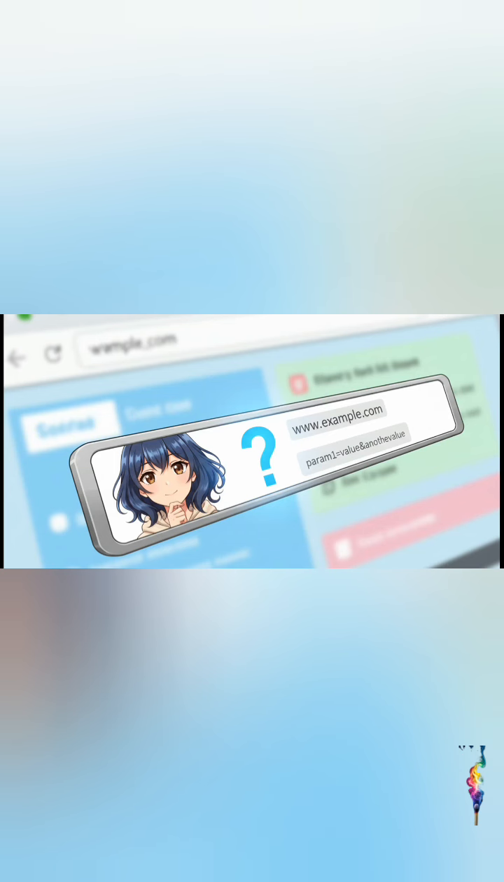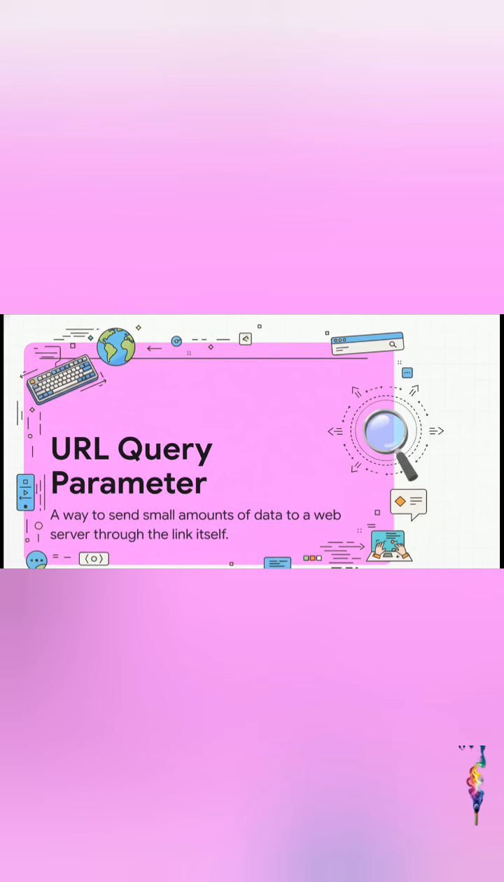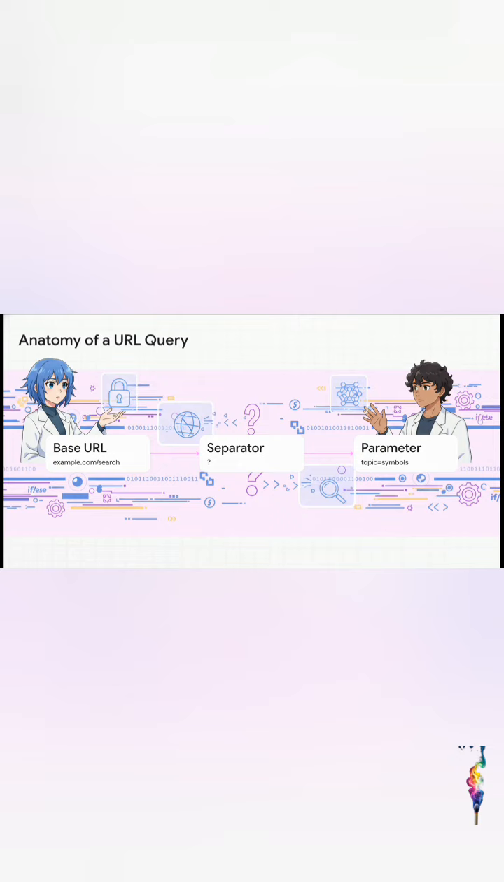Our last symbol isn't really in the code itself. It's up in your browser's address bar. It's how websites pass along little bits of info, like what you just typed into a search box. And that question mark is the key. It separates the main web address from the data that's being sent.